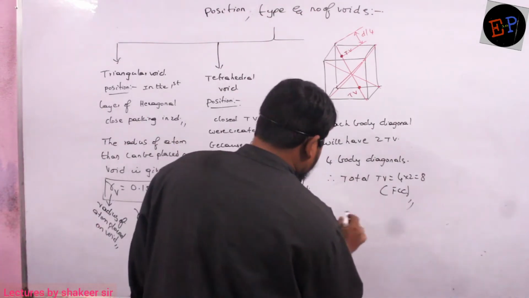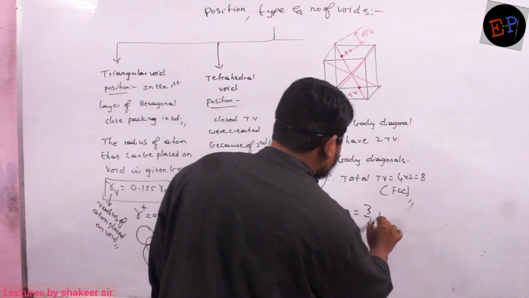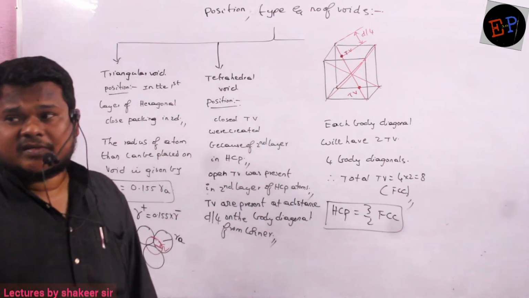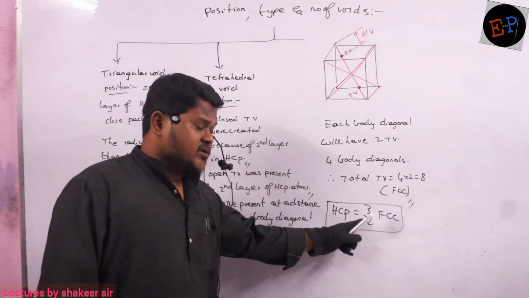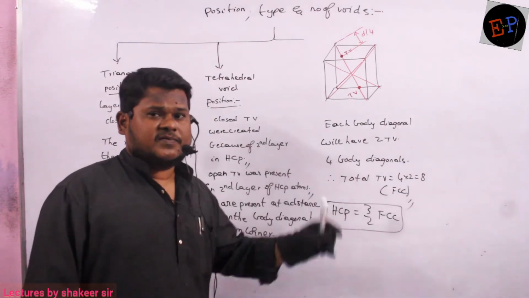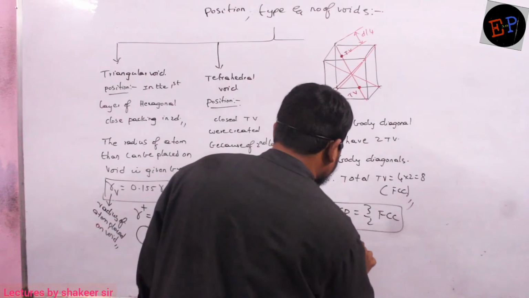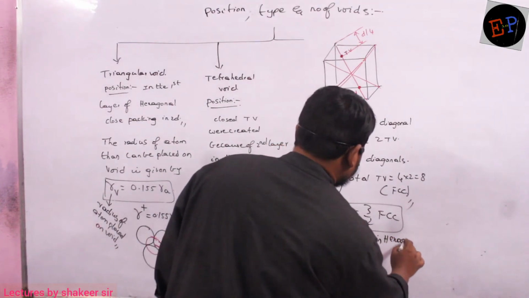And there is a relation between HCP and FCC. So this is the relation. The hexagonal unit cell, or you can call it hexagonal close packing, is equal to 3 by 2 times of FCC. Therefore, the number of voids in the hexagonal unit cell.